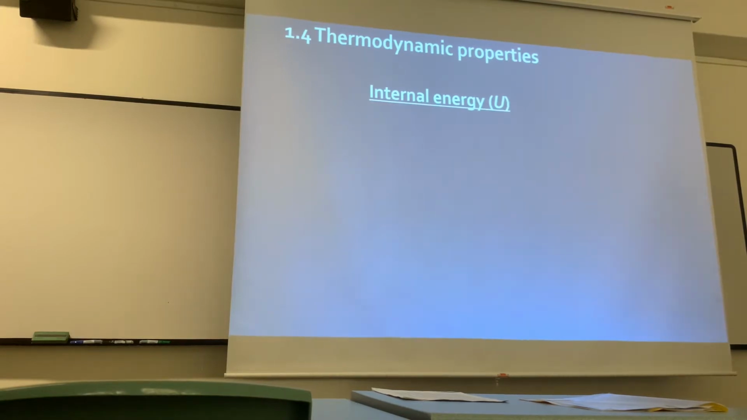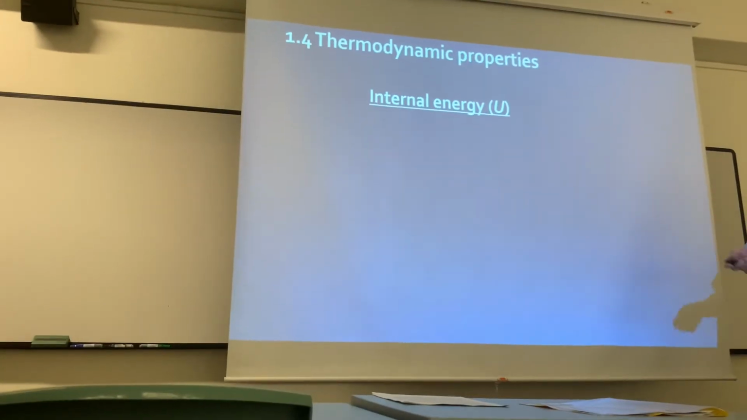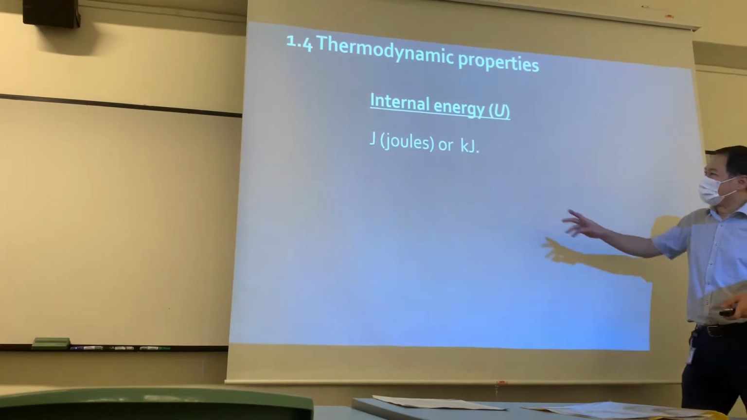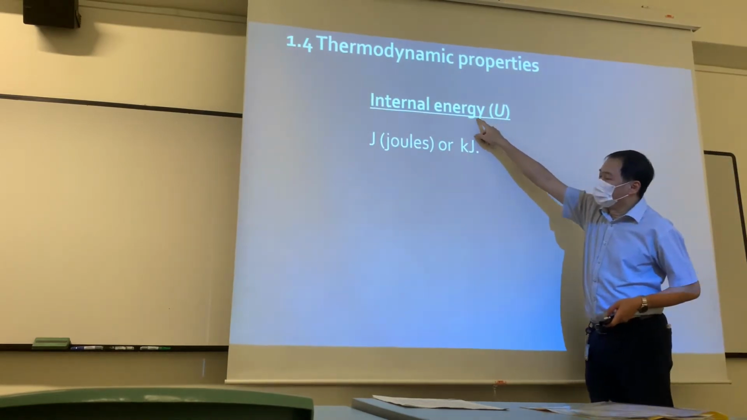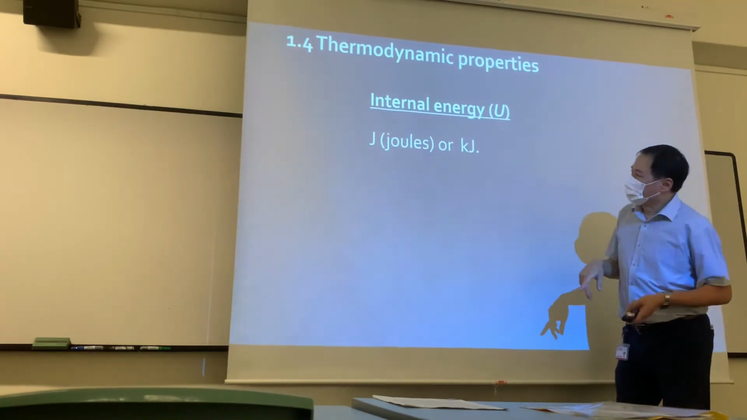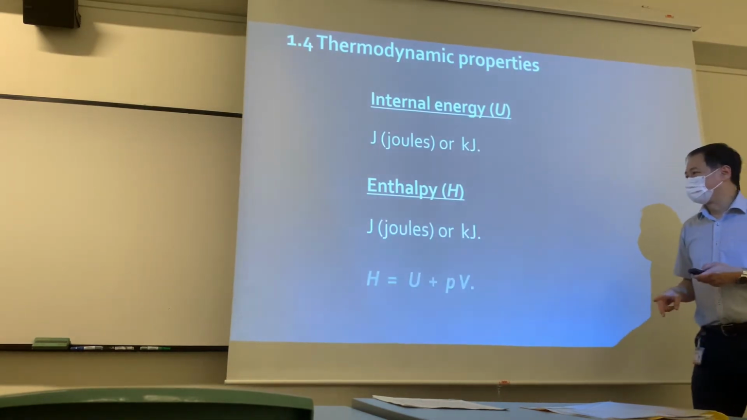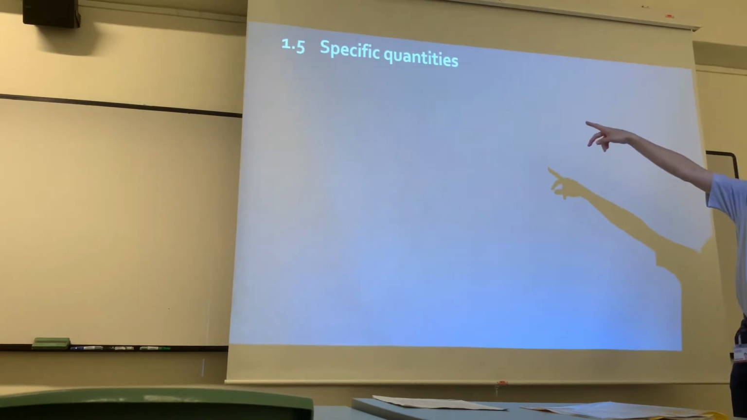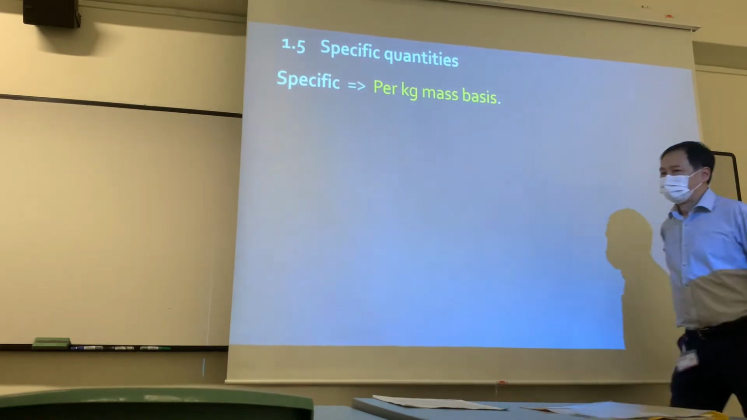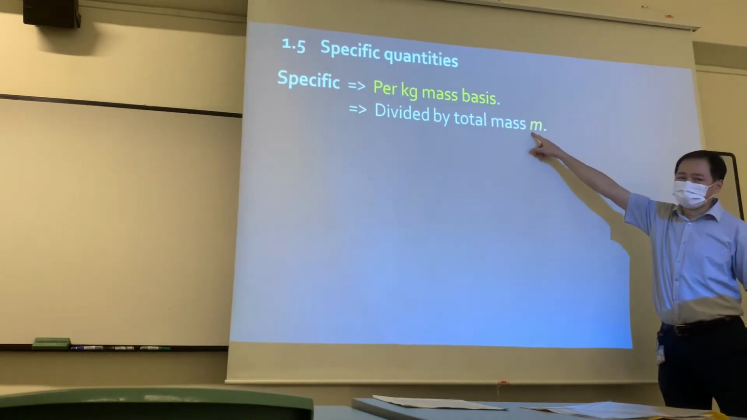Now come to something more challenging. Not very difficult, but challenging. Internal energy. Okay, what you say is correct. But if you talk about energy, usually the unit is joule or kilojoule. What you just mentioned is specific energy. Specific quantity means you are talking about per kilogram of mass, the energy divided by the mass.